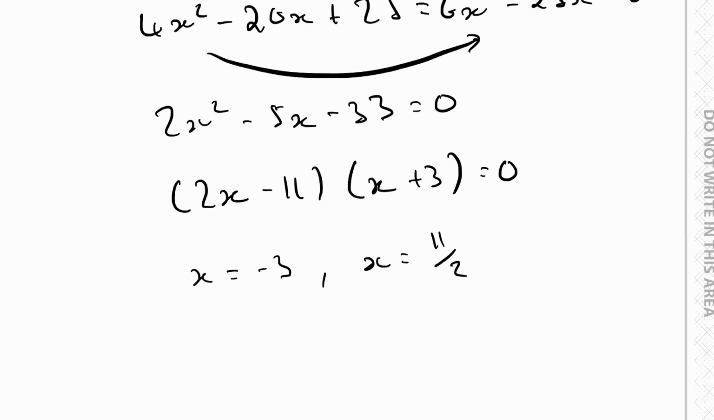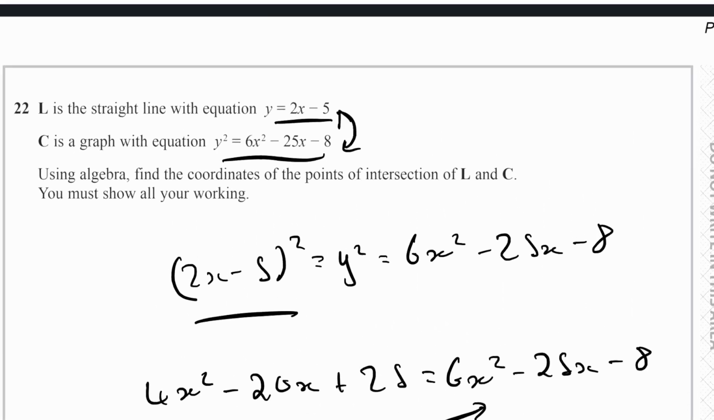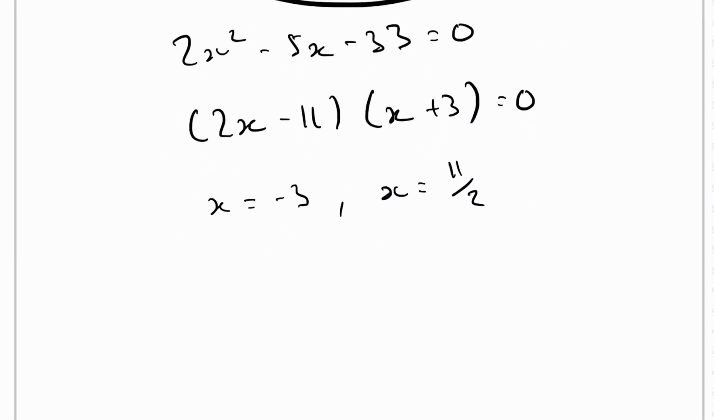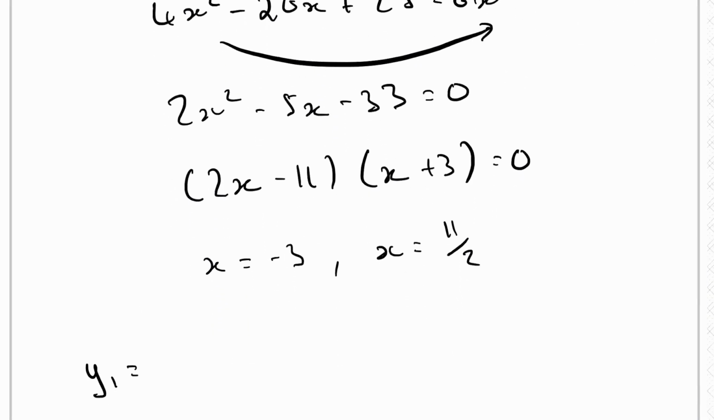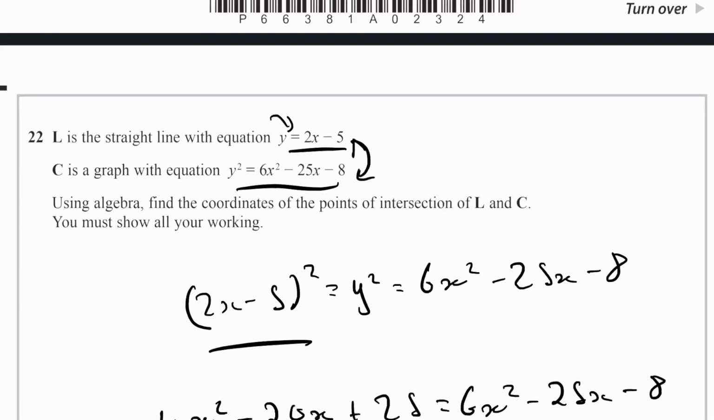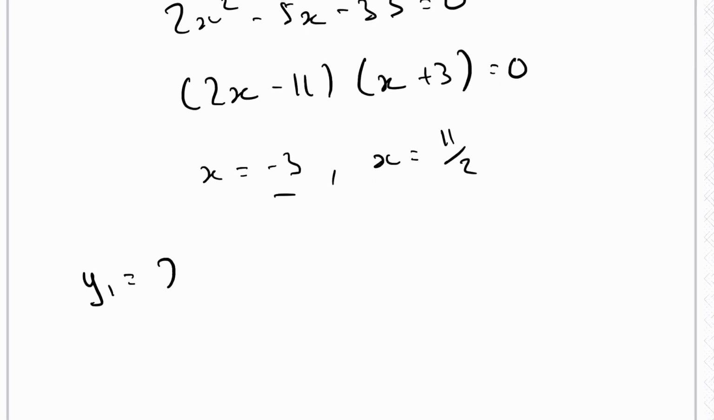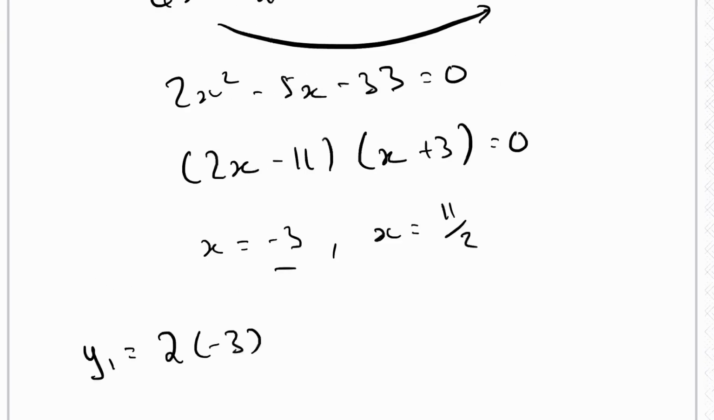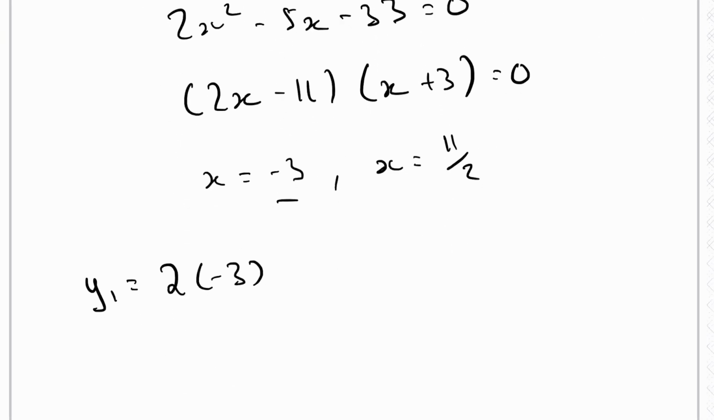And now that we have values for x, we can simply plug that into any of these equations. So I would recommend the top one because it's a bit easier to work out values for y. So let's go ahead and do that. So your y1 is going to be equal to, well, let's plug in minus 3 first. So 2x minus 5, so 2 times minus 3 minus the 5. And if you do that, you should get that y is minus 11.